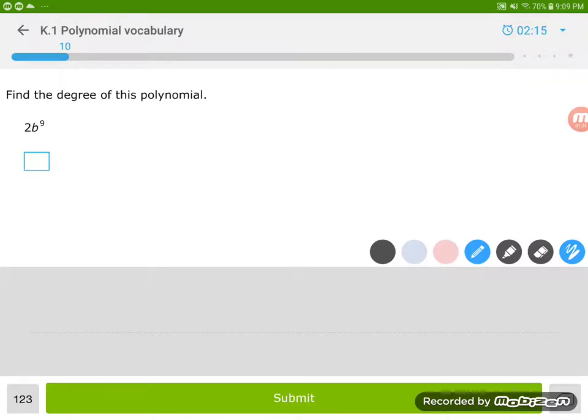Alright, so find the degree of this polynomial. This is just a monomial because there's only one term in it, just the 2b to the power of 9. But regardless, we're still going to look for the highest power, which is 9. So our polynomial is of degree 9.